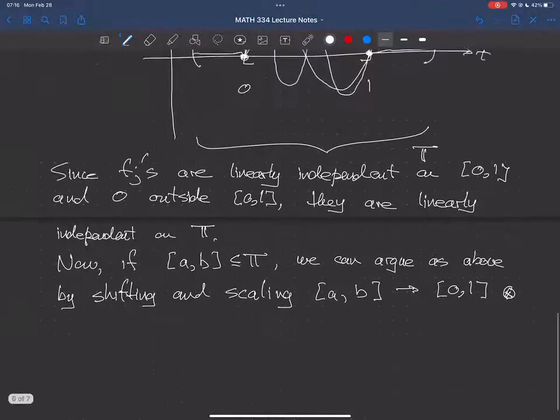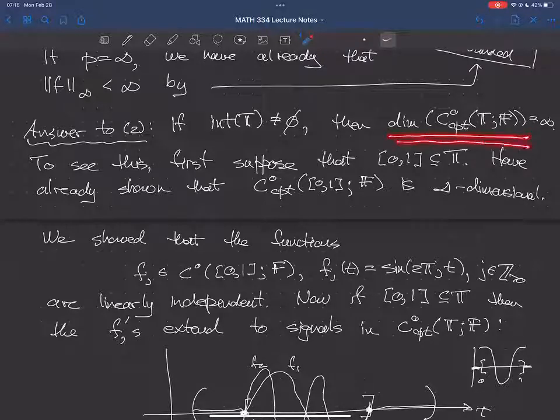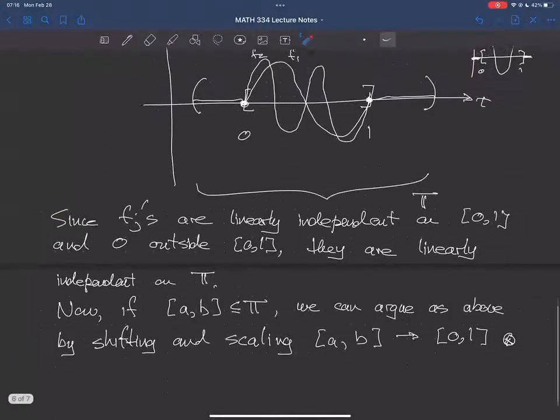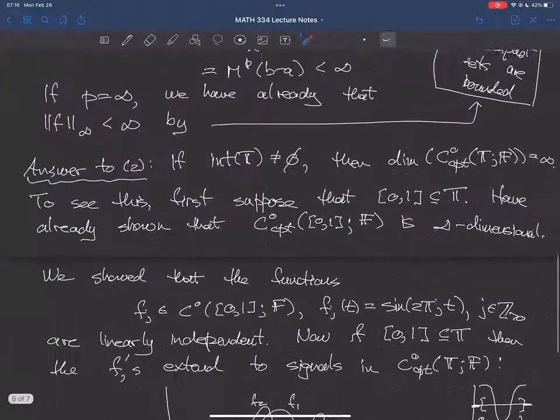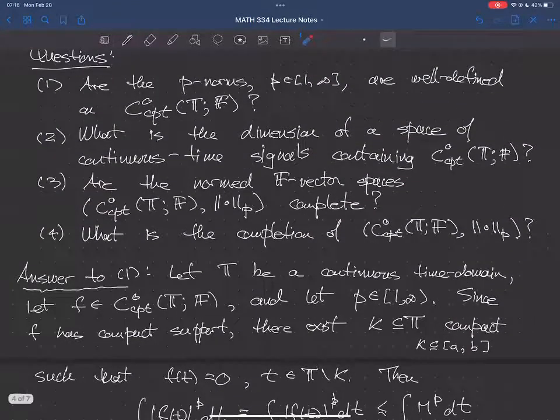All right, so that answers 2, which is that essentially, except for the degenerate cases where that doesn't hold, we're always going to be talking about infinite dimensional spaces when we're talking about spaces of continuous time signals. Okay. All right. So now there remains the questions 3 and 4.